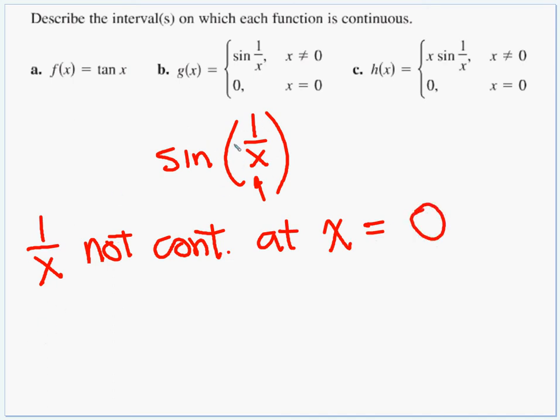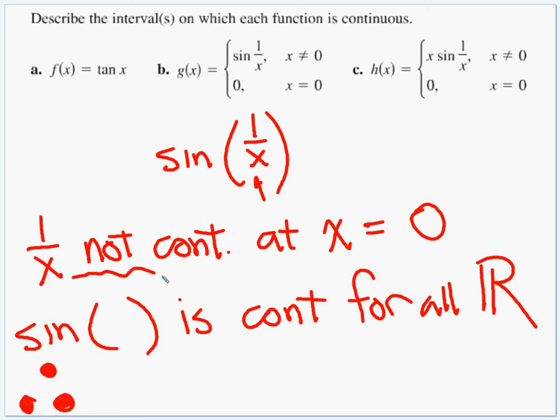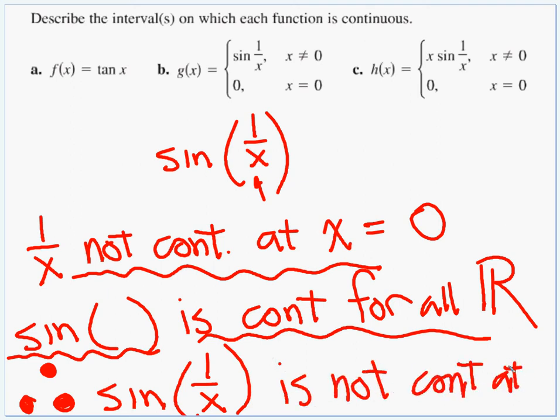Again, that 1 over x is the inside function. The sine of something is continuous everywhere, continuous for all real numbers. Therefore, I don't know if you've seen this before, if I use this in pre-calc. Advanced, you might see these 3 little dots in a triangle. That's a therefore. So 1 over x, the inside function, is not continuous. The outer function, sine of something, is continuous for all real numbers. Therefore, the composite, the sine of 1 over x, is not continuous at 0.